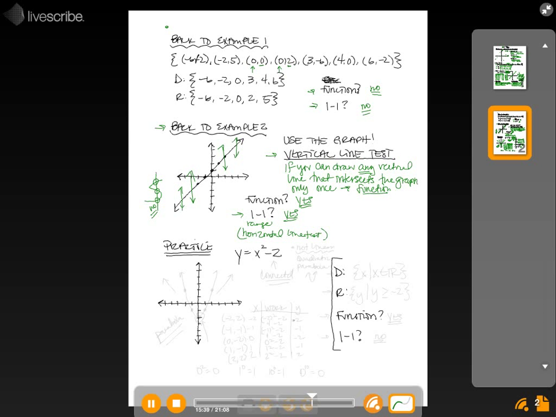Hopefully that makes sense. That's an easy shortcut to use if you're using a graph, if they give you a graph to start with and ask if something's a function. If they don't give you a graph, you can graph it. If they give you a bunch of points, you can graph it and still use the vertical line test. It'll do the same thing. Alright, but it's an easy shortcut to remember.